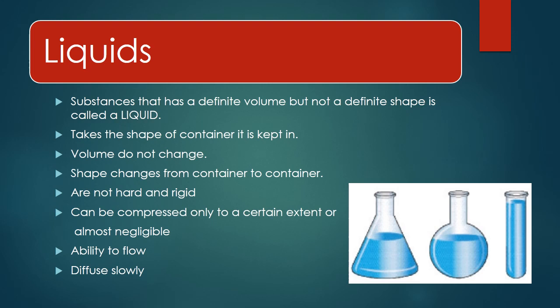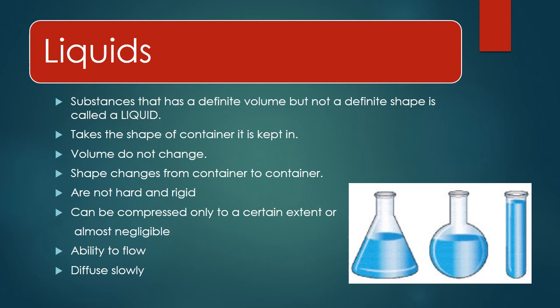What are liquids? Liquids are the substances that have a definite volume but they do not have a definite shape. To understand this, we'll take three containers such as a round bottom flask, a conical flask, and a test tube. In these containers, we'll pour the same amount of water, and we observe that the water takes the shape of the container in which it is kept, but the volume remains constant. So we can say that the shape changes from container to container, but the volume does not change.